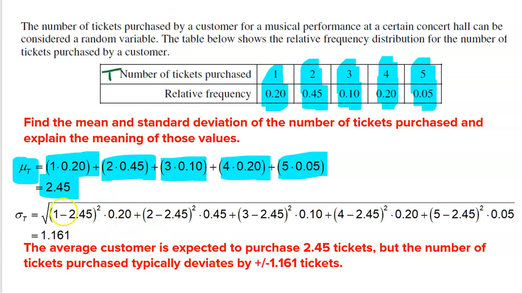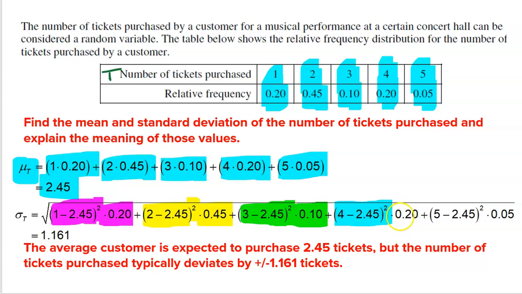So of course, the standard deviation comes in as well. Here's how we do standard deviation. We take each outcome minus the mean. So there's the 1 minus 2.45 squared times its probability. Then we do it again: outcome of 2 minus the mean squared times its probability. Outcome 3 minus the mean squared times its probability. Outcome 4 minus the mean squared times its probability. And then one more, outcome 5 minus the mean squared times its probability.